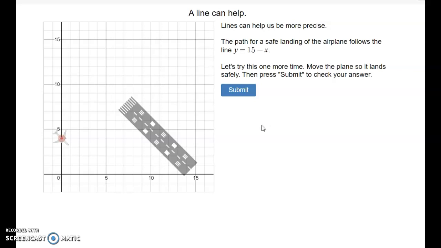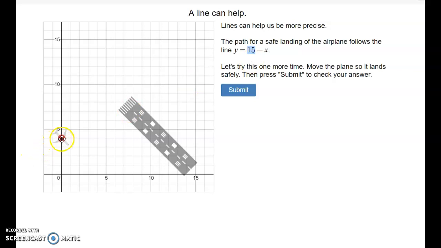So the path for safety landing of the airplane follows y equals 15 minus x. Now remember, this is similar to our y equals mx plus b. Just in this case, it's flipped backwards. So I know that this 15 right here is actually going to be my y-intercept. One, because it's not attached to x, meaning it's not my slope. And two, it's by itself, essentially without an x.